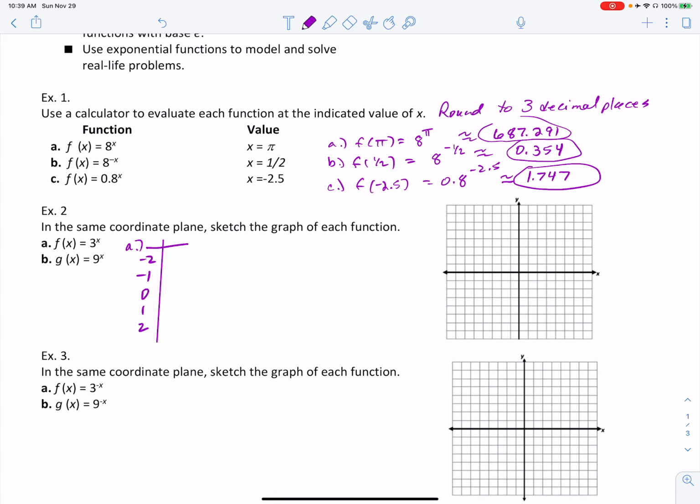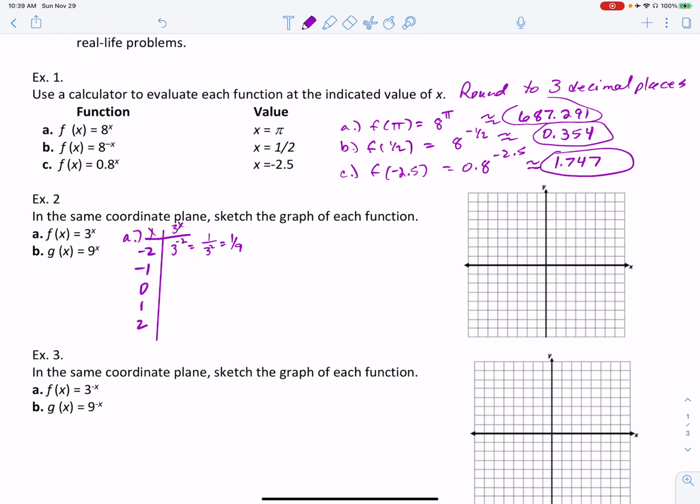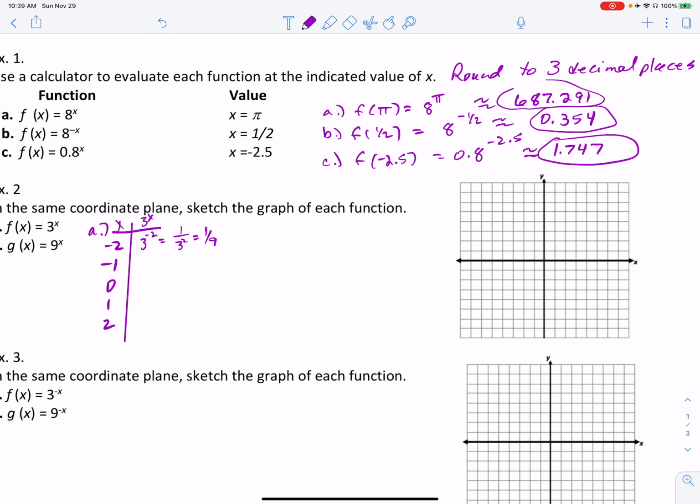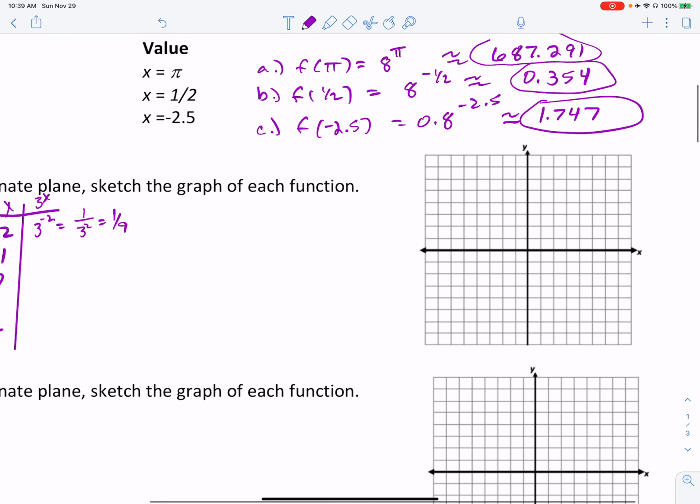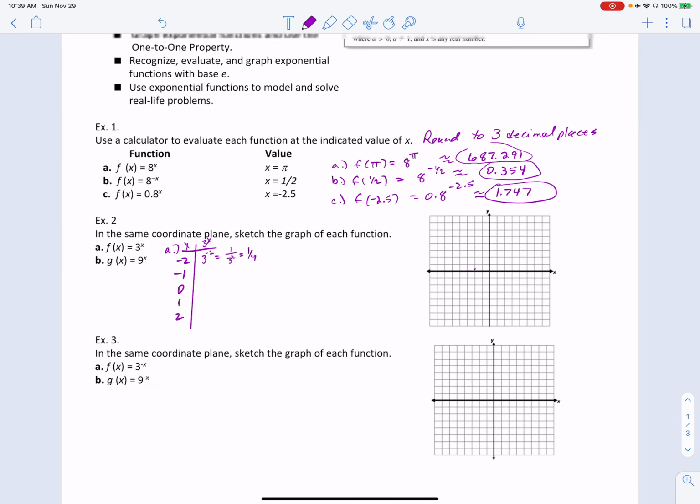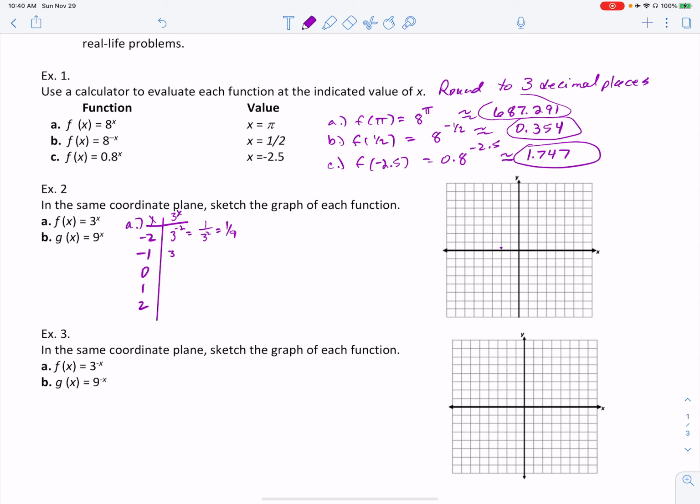For 3 to the x, here's your x. You have 3 to the negative second, which, if you drop that to the denominator and change the sign on the exponent to positive, is 1/9. So at negative 2, you're at 1/9, which is very close to the x-axis. Then at negative 1, you have 3 to the negative first, which you can write as 1 over 3 to the first, or 1/3. So at negative 1, we're up a little higher.